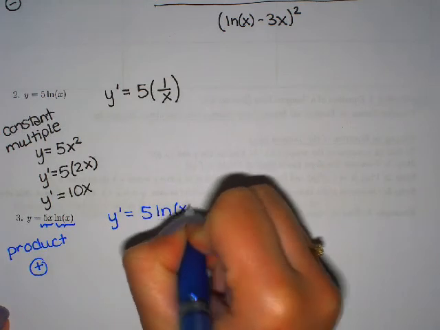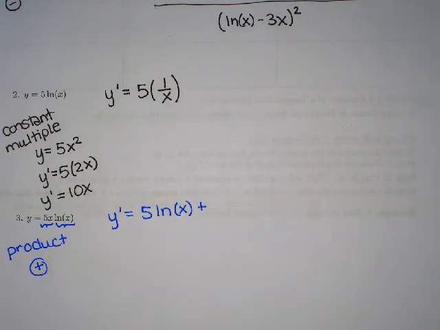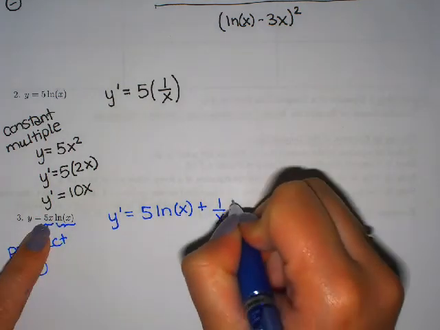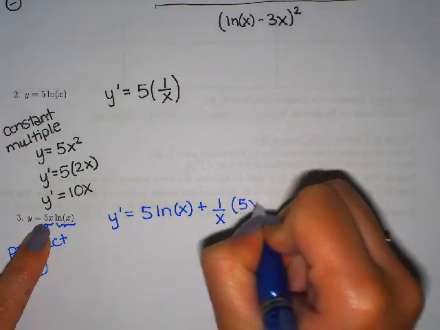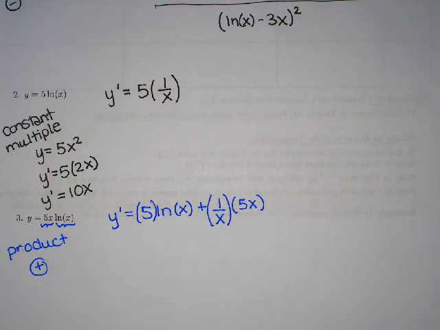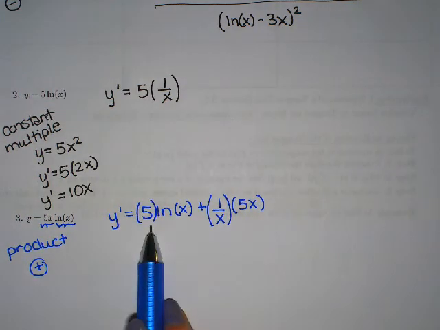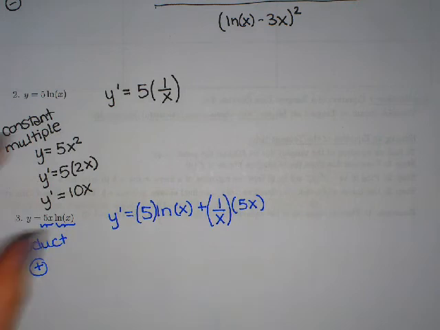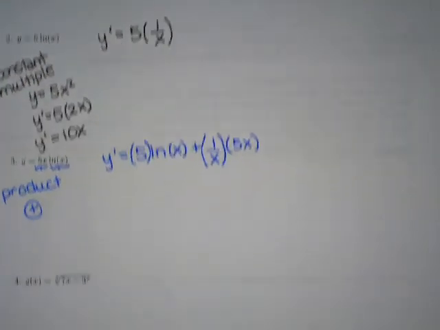Derivative of the first, original second, plus derivative of the second. Derivative of the natural log of x is 1 over x times the original first is 5x. And these are fine without parentheses, but you could put them in if you wanted to. Derivative of the first, original second, plus the derivative of the second times the original first. Completely different answers whether you have a constant multiple or you have two x's that are multiplied.